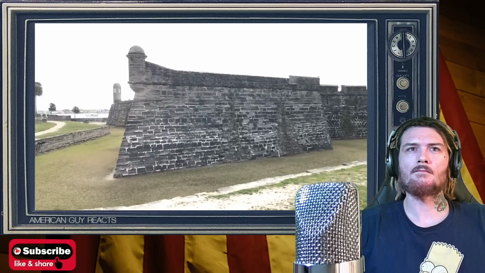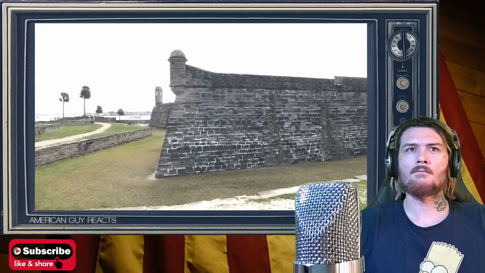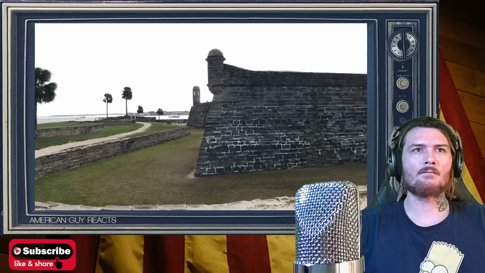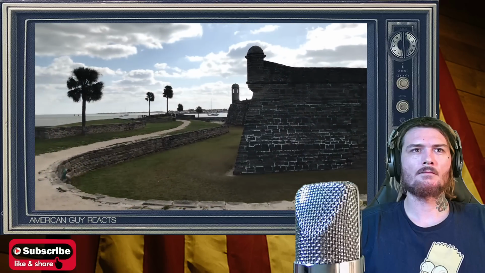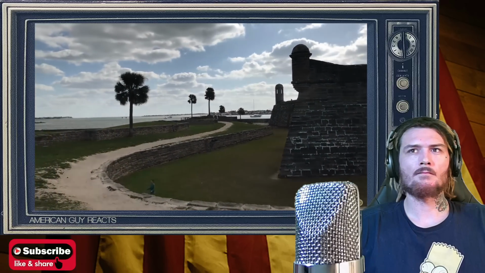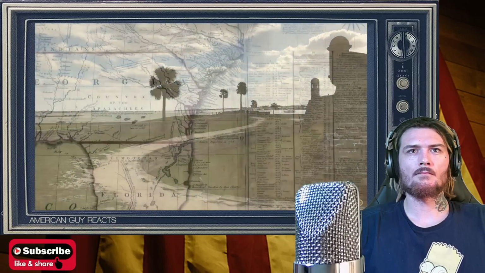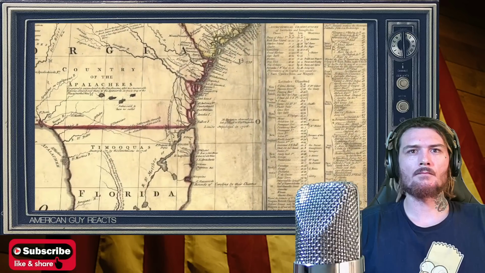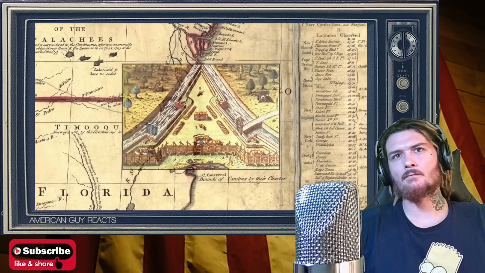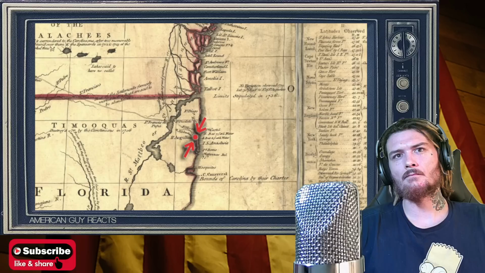Founded in 1565 by the Spanish, it was the first permanent European settlement in what would become the contiguous United States. But St. Augustine wasn't part of the United States when the U.S. was founded, and the settlement decided to destroy the French outpost of Fort Caroline simply because they were Huguenots, whom the Catholic Spanish considered to be dangerous heretics.